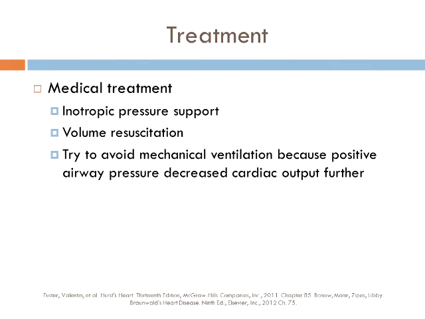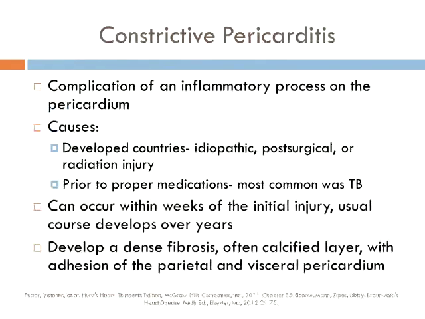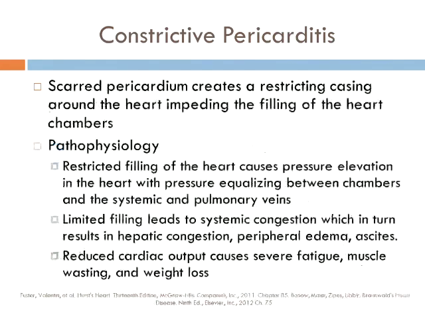Now, constrictive pericarditis, it's a complication of the inflammatory process. In developing countries, it's usually idiopathic, post-surgical or radiation injury. It used to be TB, but we've gotten better medication, so it's a little less likely. It usually occurs within weeks of the initial injury, but most often it's over many years. They create a dense fibrous calcified layer with adhesion between the two layers. Scarred pericardium creates a restricting casing that prevents filling of the heart.